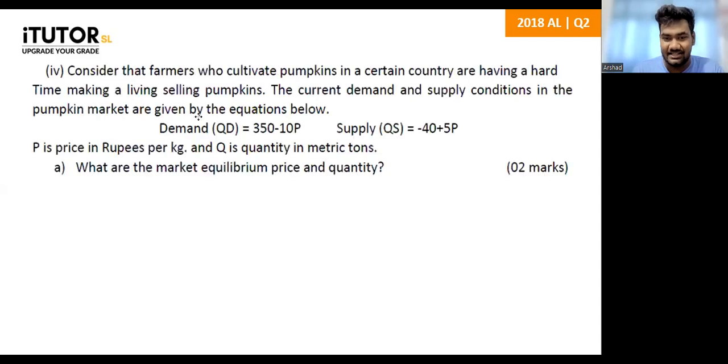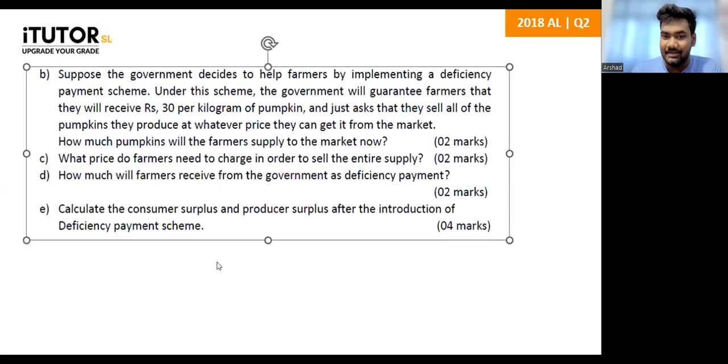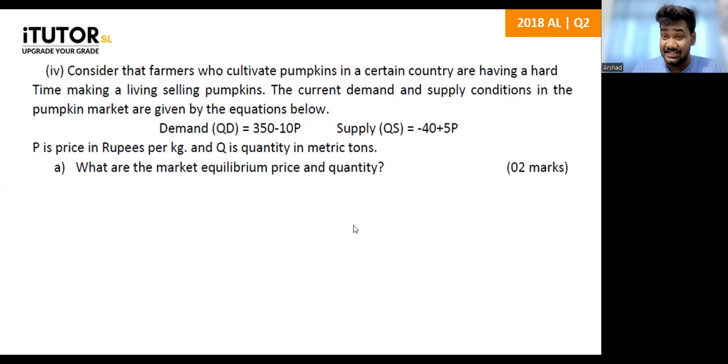Next question is an interesting one. This question is on a deficiency payment. Okay, so I have not taught you all deficiency payment in the past paper class properly. So listen very carefully. They are saying, consider that farmers who cultivate pumpkins in a certain country are having a hard time making a living selling pumpkins. So there are some farmers selling pumpkins, but it's very hard for them. Maybe the price they get is not enough and all of that. The current demand and supply conditions in the market are given below. QD and QS. Price is in rupees and quantity in kg.